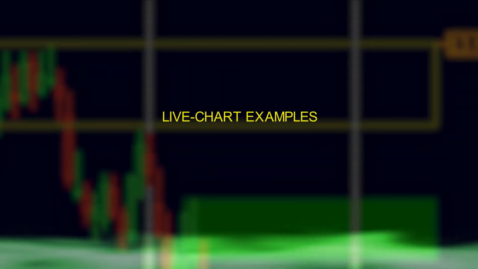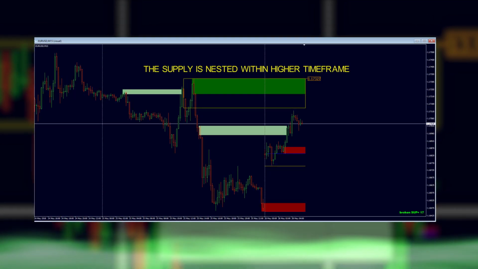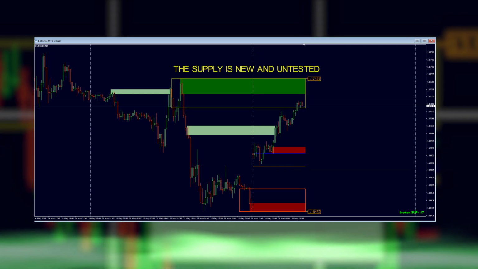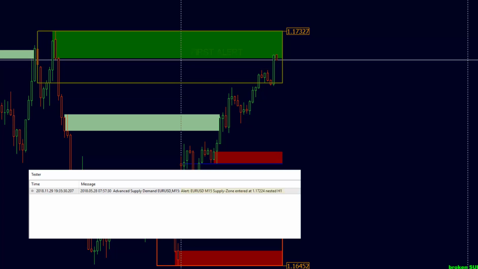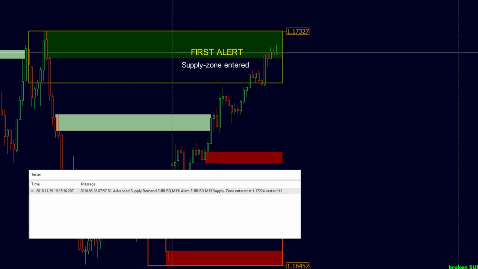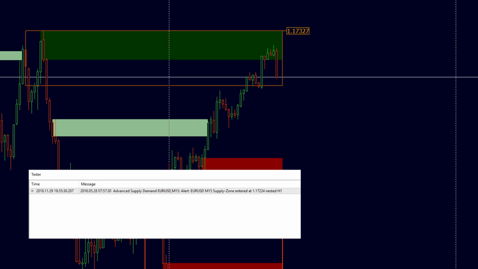Here are some live chart examples. In this example, an M15 supply zone is nested within an H1 supply zone. The M15 supply zone is fresh, which is shown by its lighter colour. The first alert comes as the supply zone is entered. You'll notice that the zone colour has darkened. It's no longer fresh, having been hit more than once.